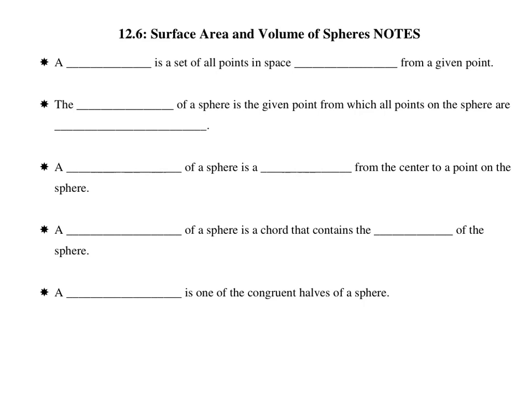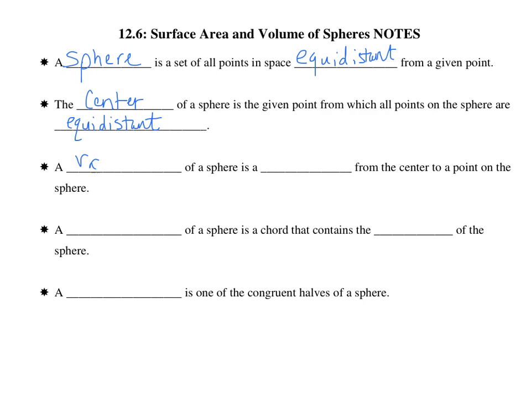So first off, a sphere, think of it as like a baseball, is a set of all points in space that are equidistant from a given point. And the center of a sphere is the given point from which all points on the sphere are equidistant. So just think of a baseball, the very center of it, it's going to be the same distance to your radius. It's going to be the same distance all the way around.